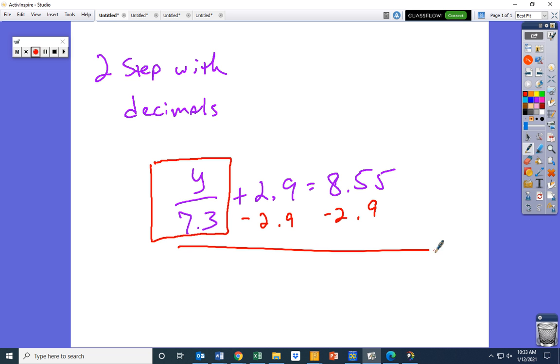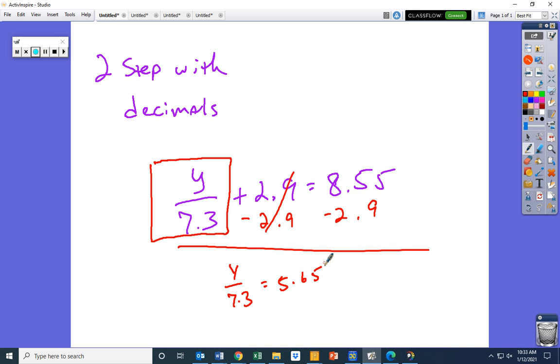Okay, you can use your calculators for that. Go ahead and do 8.55 minus 2.9. Okay, what did you get for that? Okay, so 8.55 minus 2.9, you got 5.65. Okay, so now what I'm left with, these cancel, so I'm left with y over 7.3 equals 5.65.